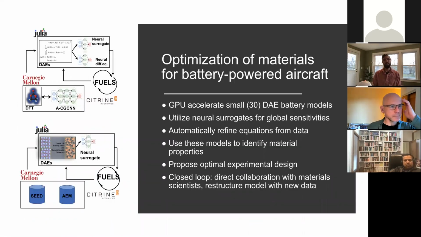Another really cool example is optimization of battery materials, right? Where, again, battery models, we have a rough idea of. We can do this, and we can use neural surrogates for the global sensitivities to automatically refine the equations, automatically figure out what these equations should be based upon data that we've collected in the lab, allow these models to identify material properties and potentially simulate what materials will be effective to test in the lab. And then you go back to the lab, test another new material, and back and forth.